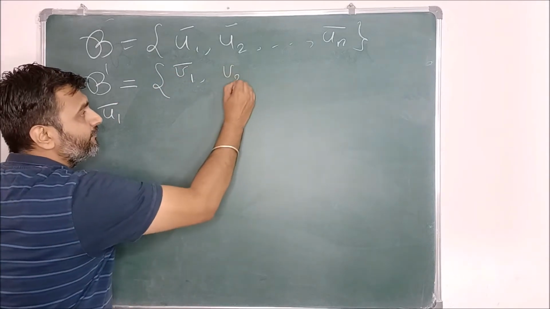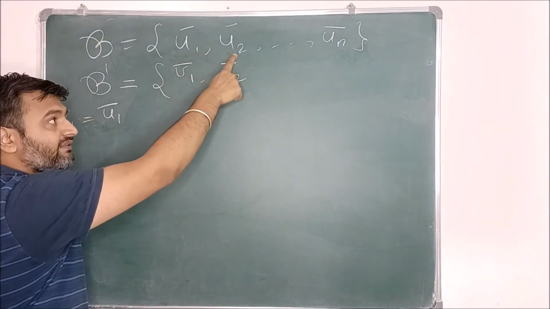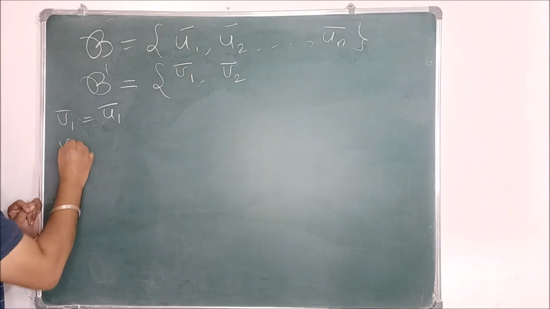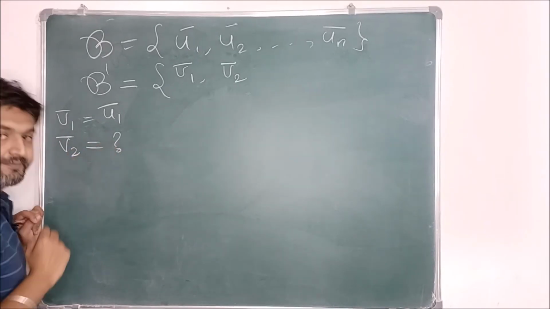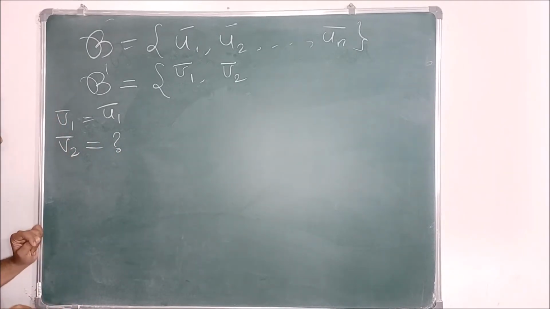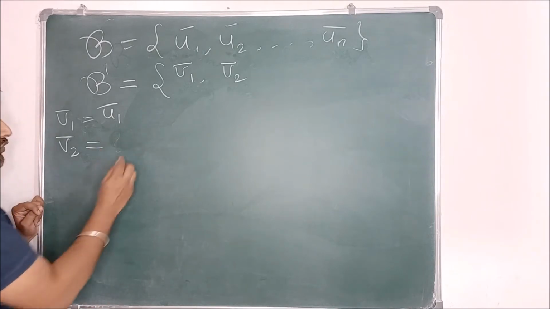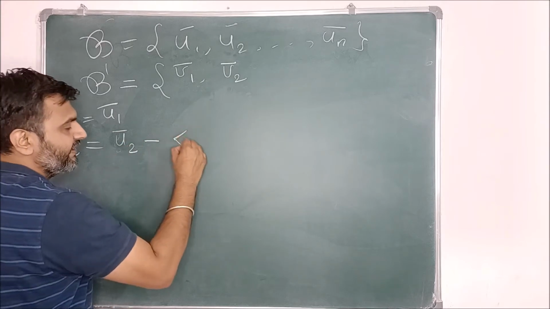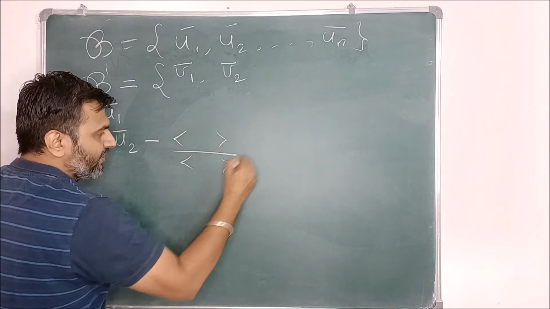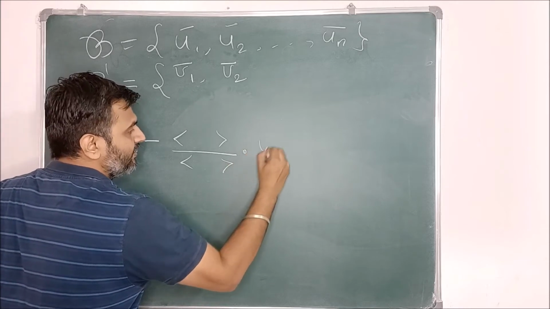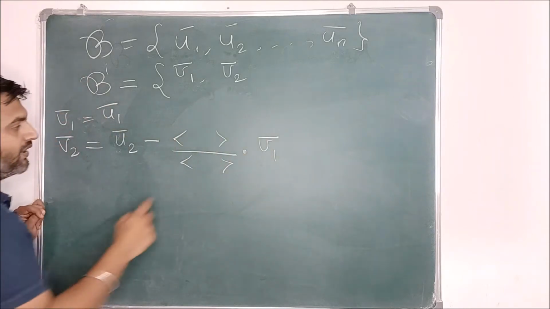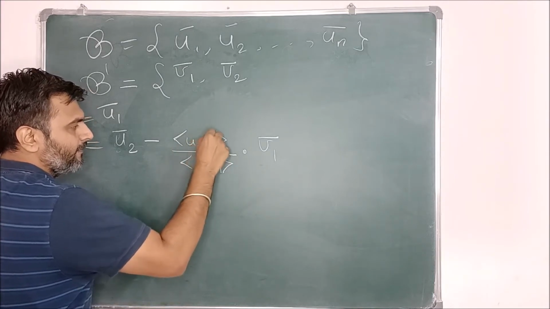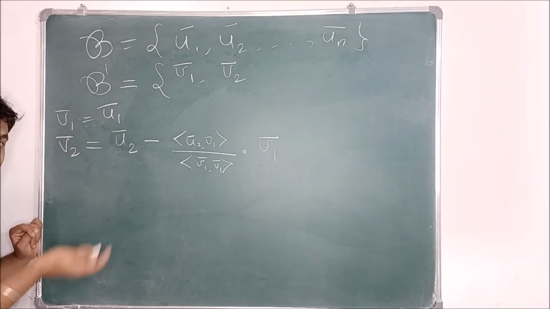Now what is my V2? If these two are orthogonal, I will take U2 as it is. But if U1 and U2 are not orthogonal, the question is, what is my V2 vector? Let me tell you the formula. From U2 you subtract a vector, which is the inner product of U2 with V1 upon the inner product of V1 with V1, multiplied by V1, the earlier one. So you have U2 comma V1 upon V1 comma V1. This is the formula that you see.